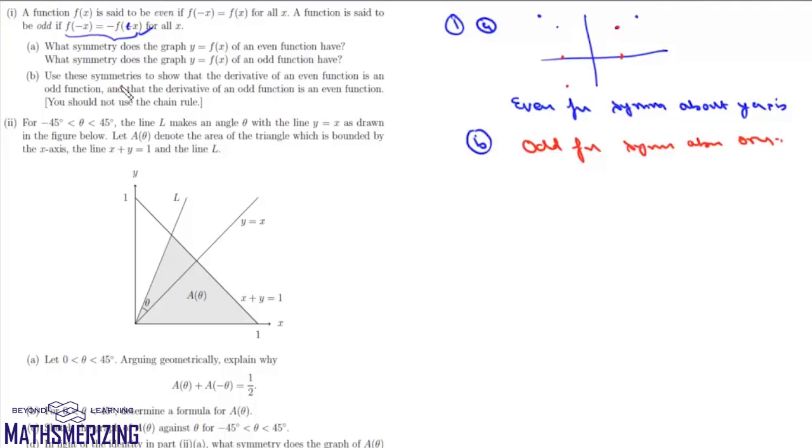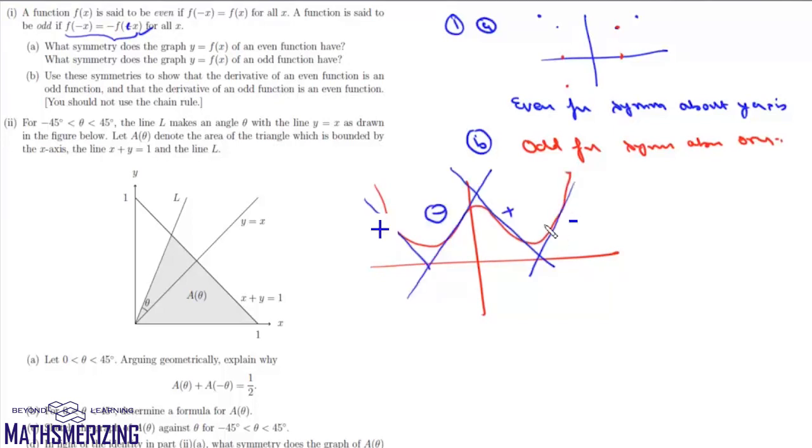Now part C is, use these symmetries to show that the derivative of an even function is an odd function, and that the derivative of an odd function is an even function, and we are not supposed to use the chain rule. Now we consider any even function. For corresponding points, we'll have slopes of opposite signs but the same numerical value. So for an even function, its derivative will be an odd function.